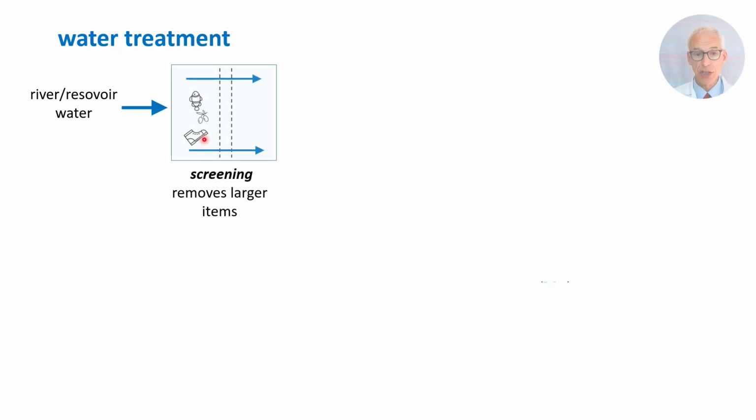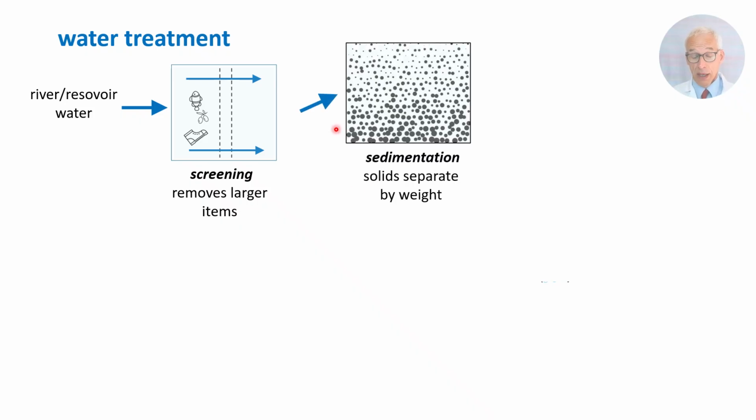The first thing to do is to remove larger objects such as dead fish, foliage, etc., twigs, you name it, floating about. This is called screening. So the first stage is screening, which removes larger items. Then, maybe following the addition of a chemical agent, is sedimentation. That is, solids will sink to the bottom by weight. So the top section will have fewer solids than the bottom section.